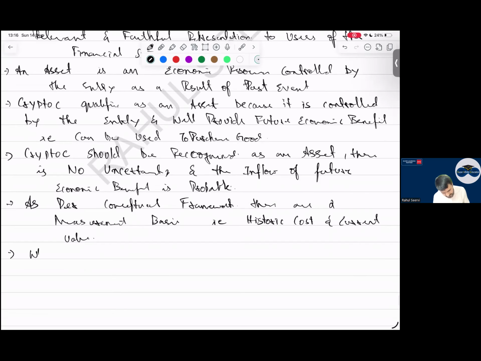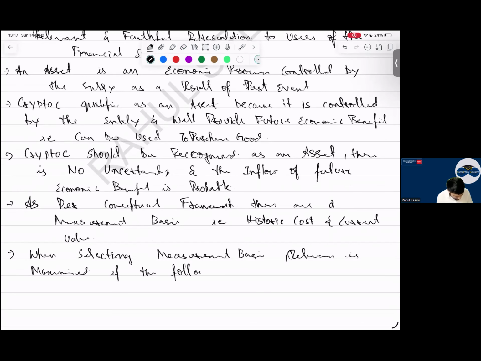Then can I say when selecting measurement basis, what should we keep in mind? When selecting your measurement basis, relevance is maximized if the following are considered.